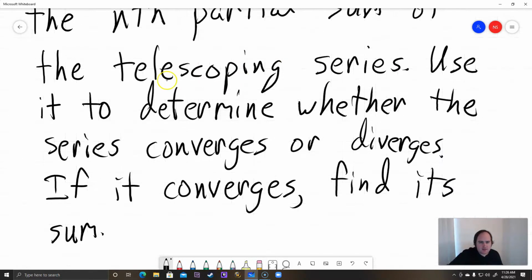All right, and then use it to determine whether the series converges or diverges. And that's going to be done just by taking a limit. And then if it converges, we find its sum. And these are really not so bad. So let's go ahead and dive into one.